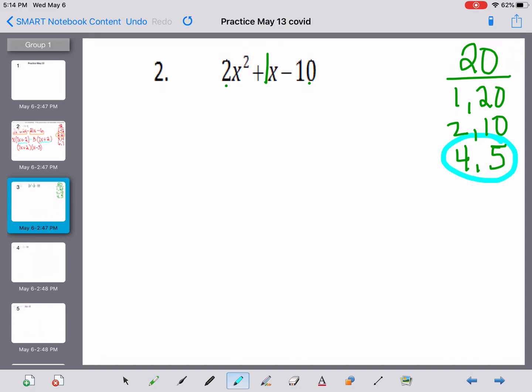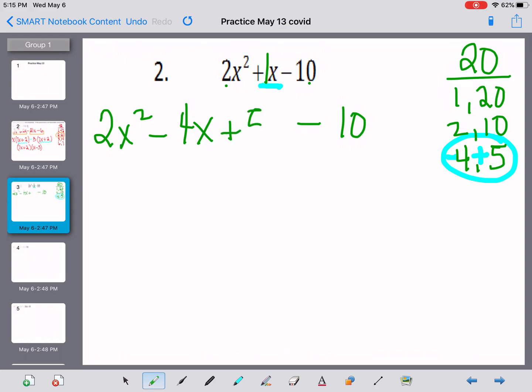And we can get 1 from here. It's going to be negative 4 plus 5. We're splitting the middle here. But then we write down the 2x squared and the minus 10. And then it's minus 4x plus 5x. By the way, you could have written plus 5x first and then minus 4x second. It's not going to make a difference. It'll change the order a little bit, but that's it.